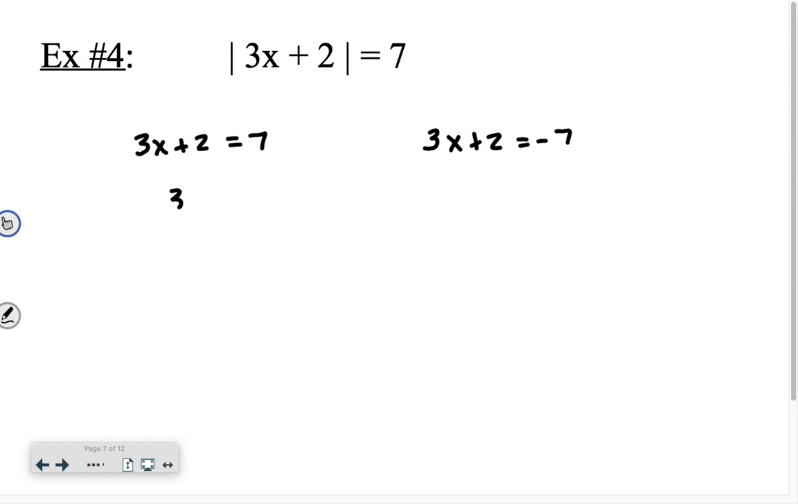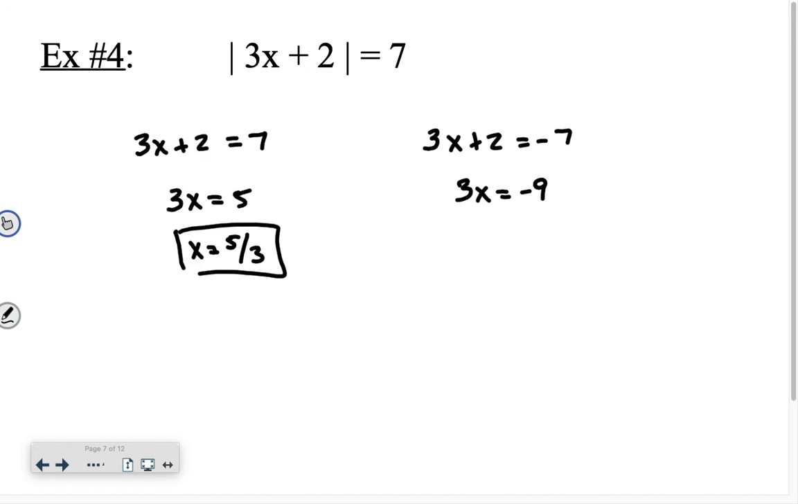Subtract the 2 over. 3x equals 5. Divide by 3, we get 5/3. There's one answer. If I plugged that in, I would get 7. Other one, subtract the 2. We get negative 9. Divide by 3, I find out that x equals negative 3.